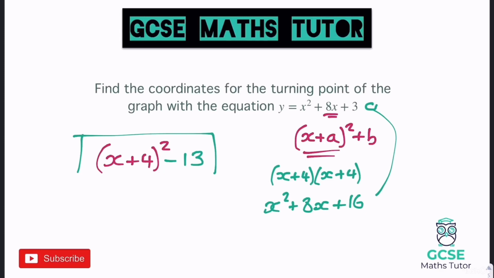Now you don't have to fully expand the double bracket. You can just think, okay, well 4 times 4 is 16. That's the number I know I'm going to get at the end. So I'm going to have to take away 13.